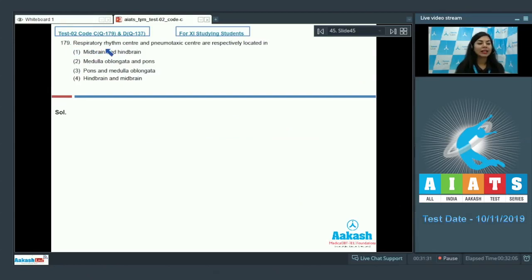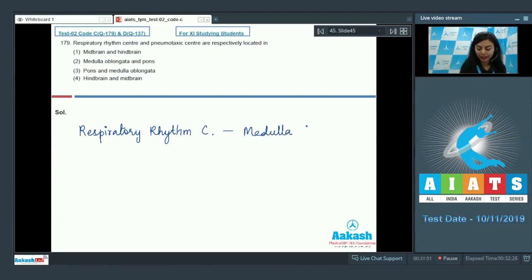Question number 179. Respiratory rhythm center and pneumotaxis center are respectively located in. Alright, let's go over them one by one. The respiratory rhythm center is located in the medulla of the hindbrain. And it can either cause expiration or inspiration depending on the stimulation of neurons which are activated, and thereby it regulates the respiratory rhythm according to the need of the body.